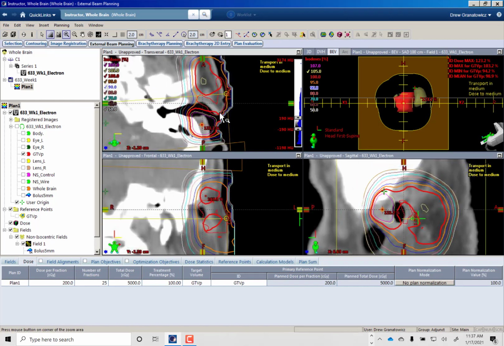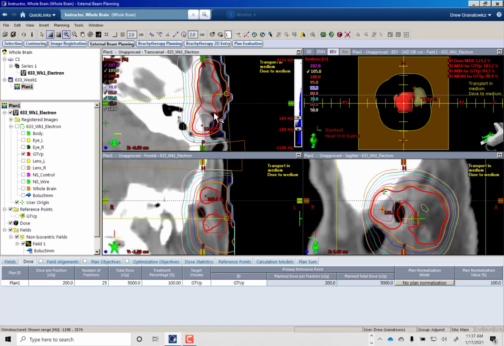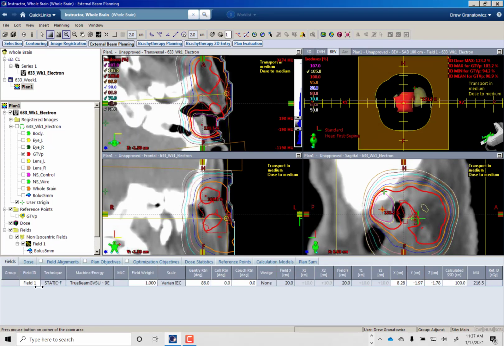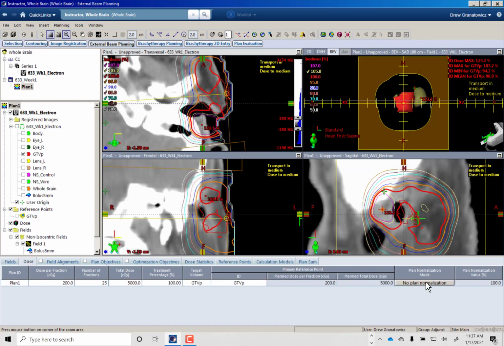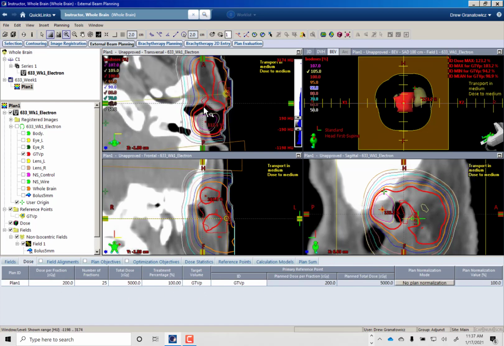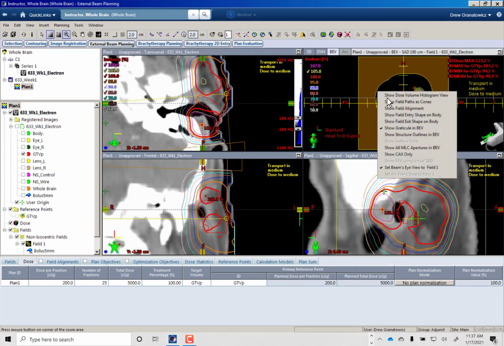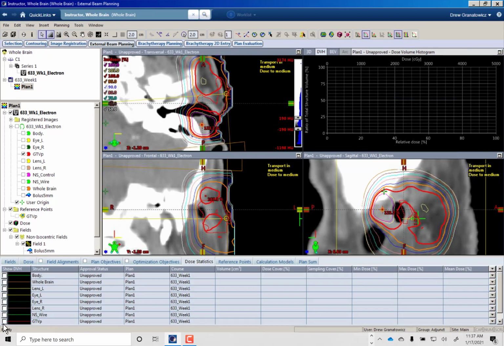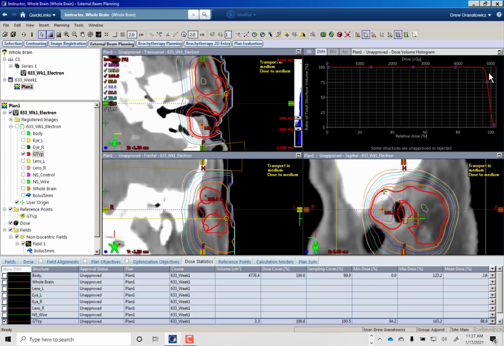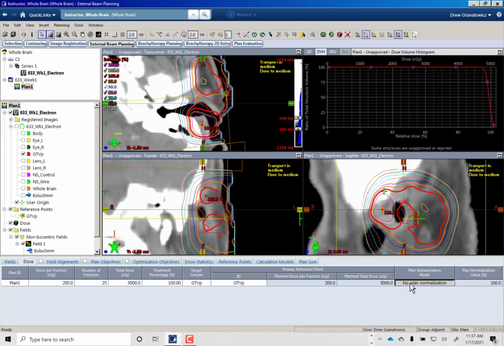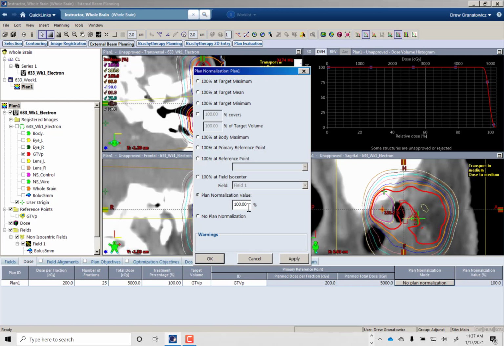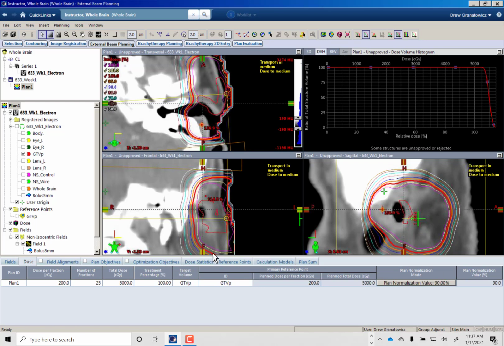But let's talk about why it looks like this. So right now we're prescribed to 100%, okay, but in reality, our GTV is really cold right now, right? So our GTV is cold. We need to prescribe to a lower isodose line. So I'm going to prescribe to 90% like we normally would for an electron. And you can see it's really hot when I do that.